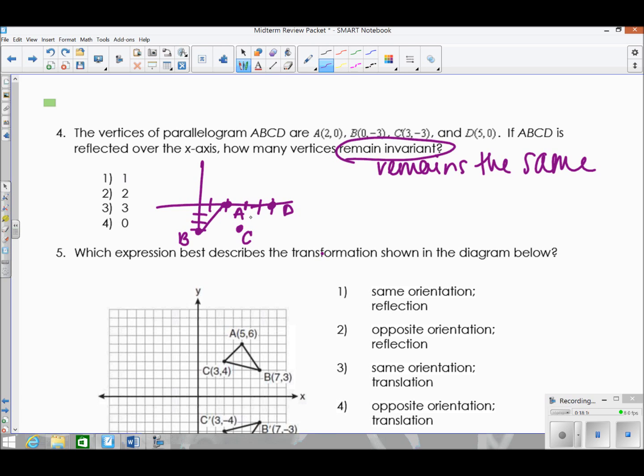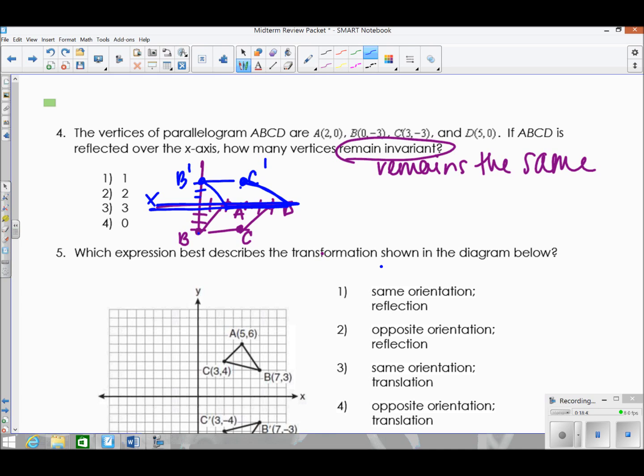So we have this. Now if I imagine reflecting this over the x-axis, B is going to come up here, and C will come up 1, 2, 3. So 1, 2, 3, it'll be up here. And A and D, though, are going to stay basically on the line because they don't have to travel anywhere. So here would be your new parallelogram.